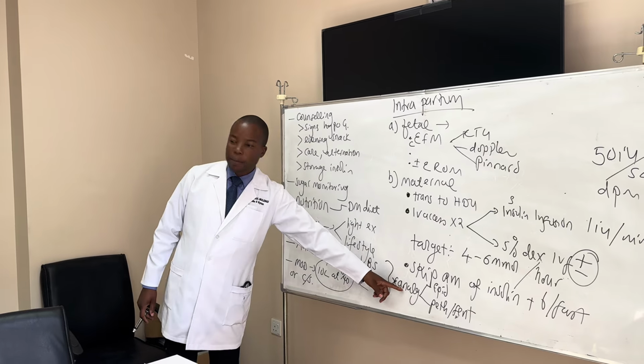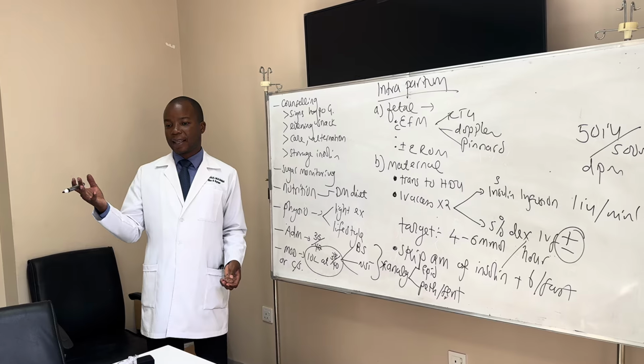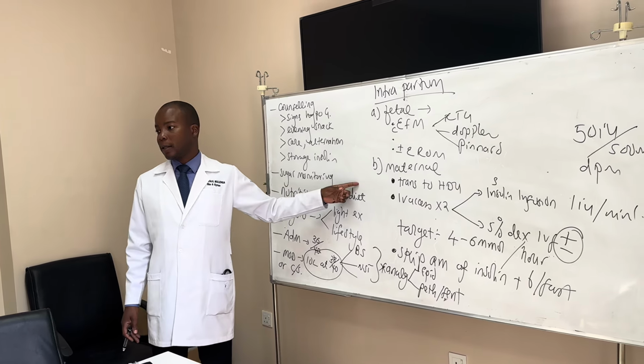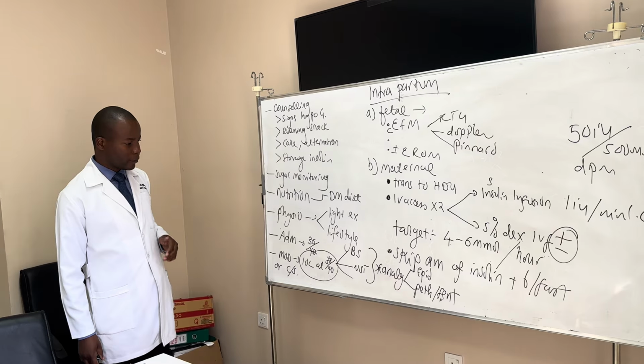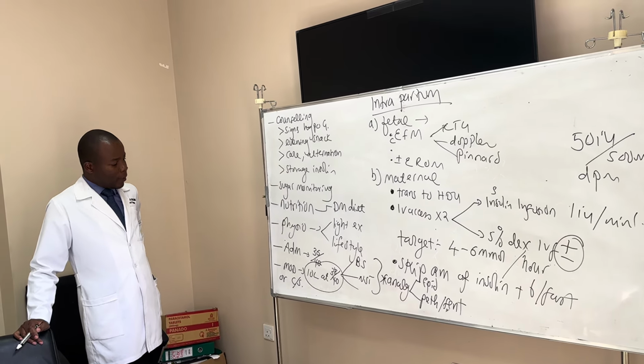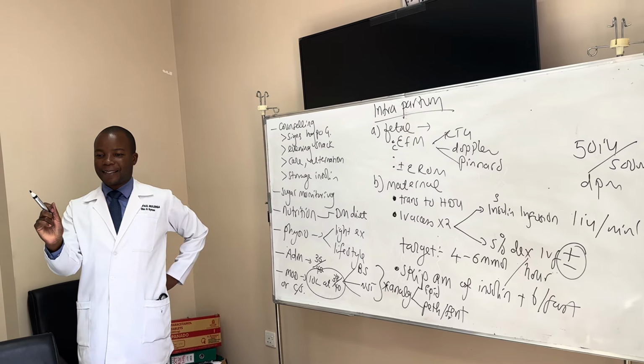Why don't we want pain? We don't want pain because pain will raise the catecholamines, and those things will now cause some changes in the sugar levels. Okay. What else? If it's cesarean section, it has to be the first case.